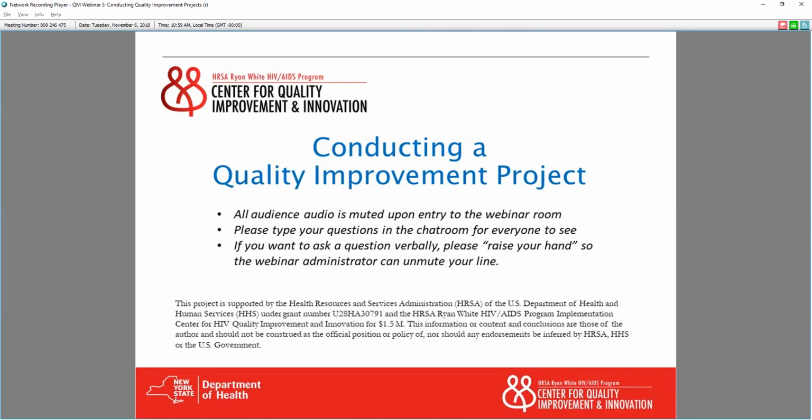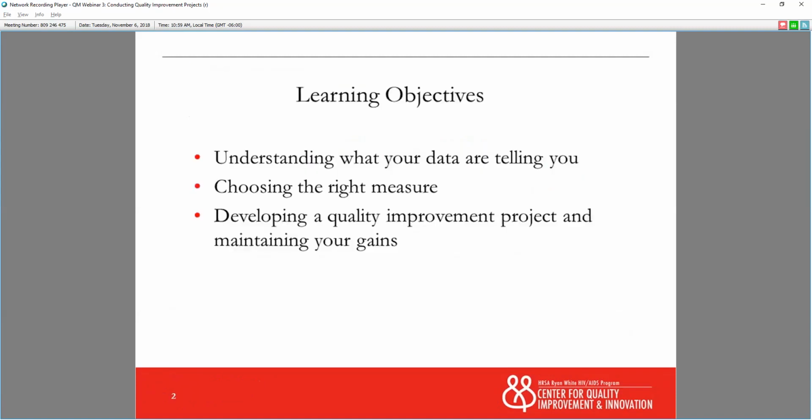I'm the Senior Manager of the Center for Quality Improvement and Innovation. And today I'm going to talk to you about conducting a quality improvement project. Before I do that, I just want to preface things a little bit, even before I get into learning objectives, which you can read through.